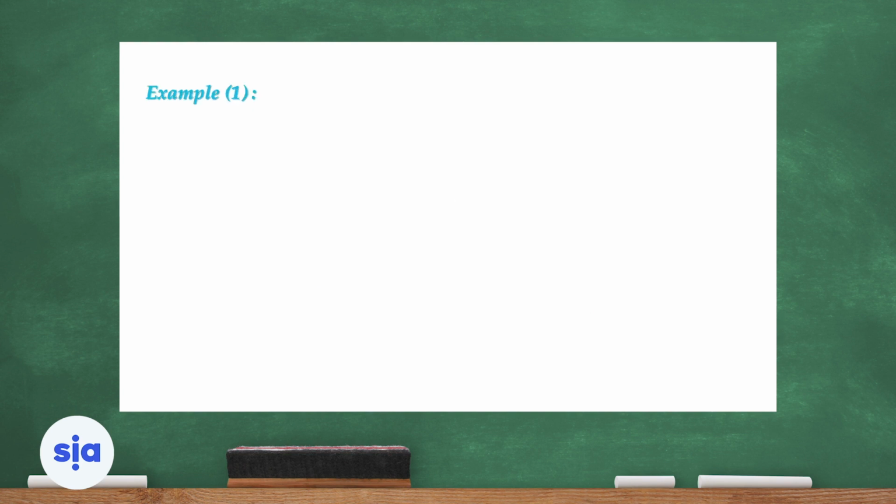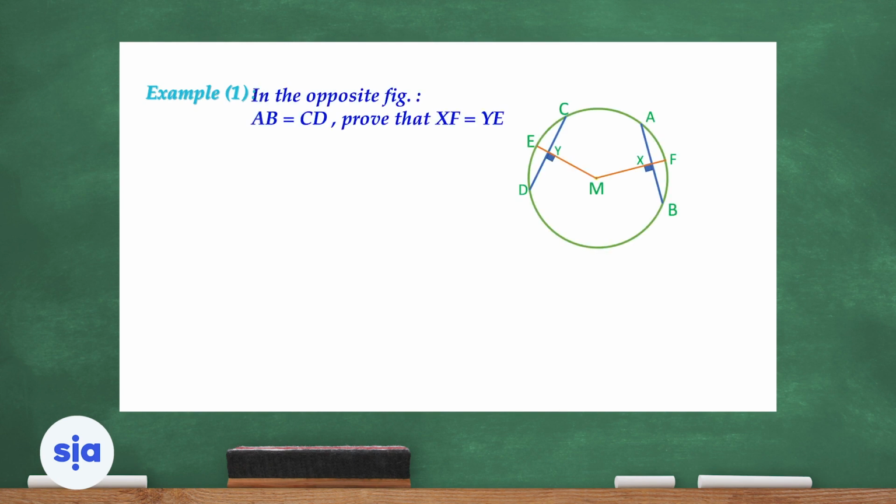Let's move on to the examples. We have example 1. In the opposite figure, if AB is equal to CD, check that AB is a chord and CD is another chord. Prove that XF is equal to YE. If you check it in here, you will see that AB as a chord is equal to CD as a chord. This is given. Then MX is equal to MY because they're equidistant from the center of the circle. And let's make this the first remark.